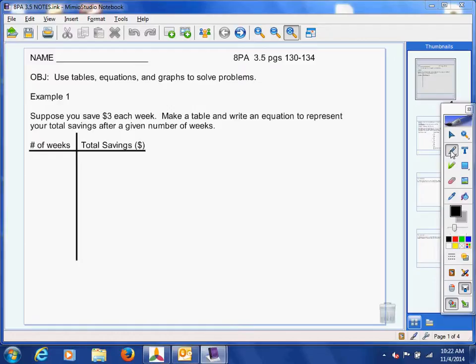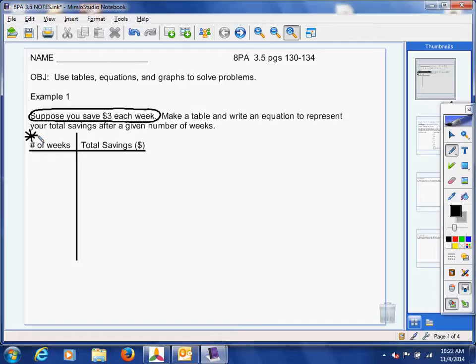So what they're asking us to do, first and foremost, they gave us the information. Circle this first part, because it tells you exactly what you need to know. How much are we saving? $3. How often are we doing it? Every week. So we're going to make a table, and this is where we start: number of weeks, and then we calculate how much money we're going to have after each week.